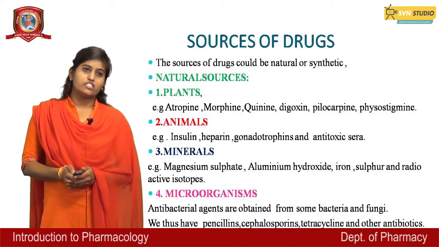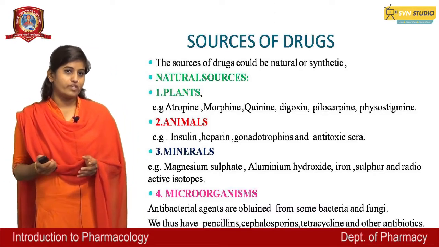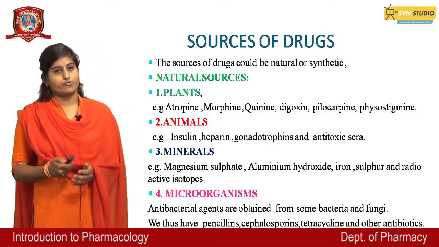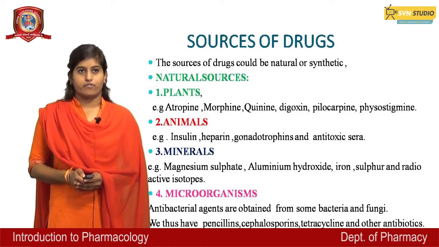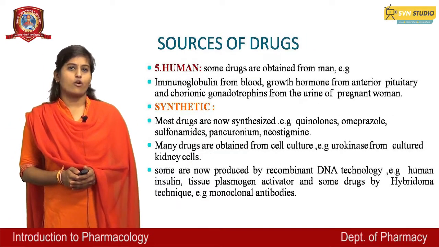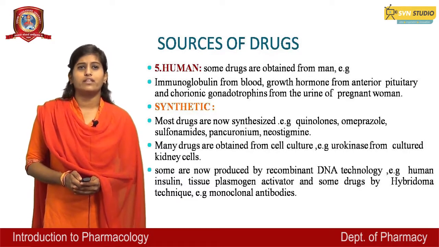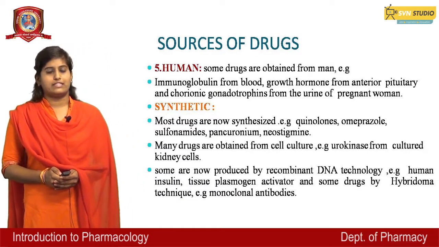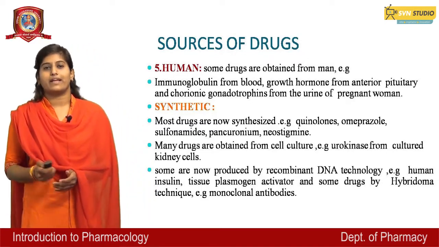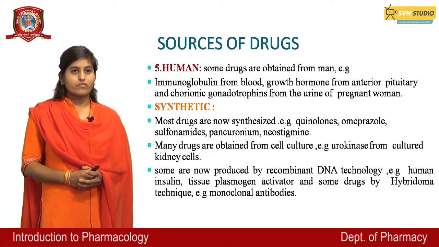Fourth, microorganisms. Antibacterial agents are obtained from some bacteria and fungi. We thus have penicillins, cephalosporins, tetracycline, and other antibiotics. Source of drugs, 5. Humans. Some drugs are obtained from humans, that is immunoglobulin from blood, growth hormone from the anterior pituitary, and chorionic gonadotropins from the urine of pregnant women.